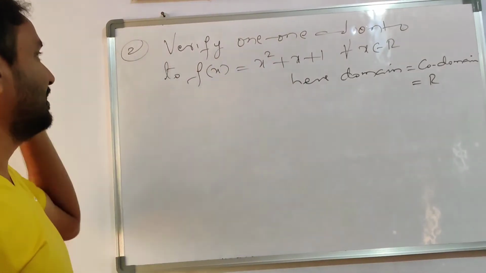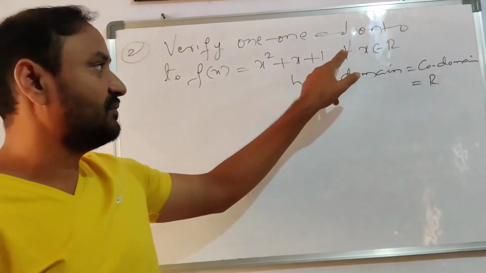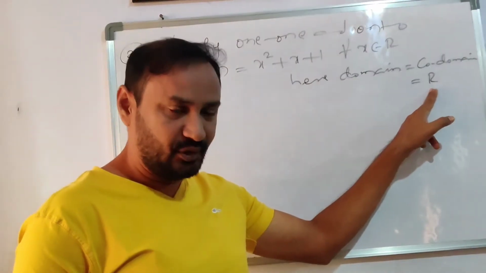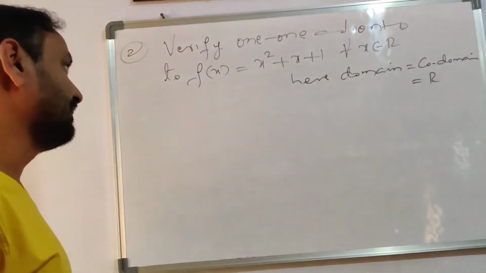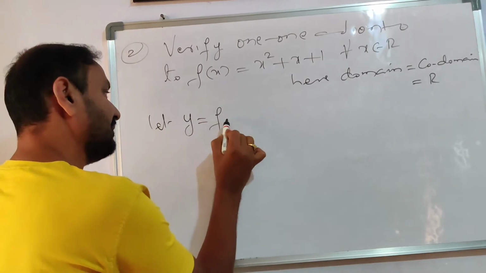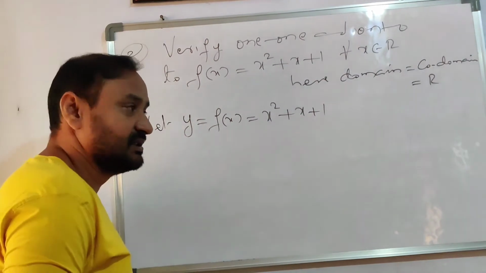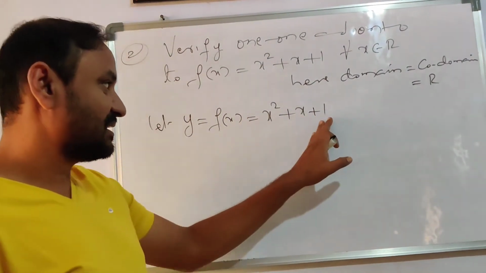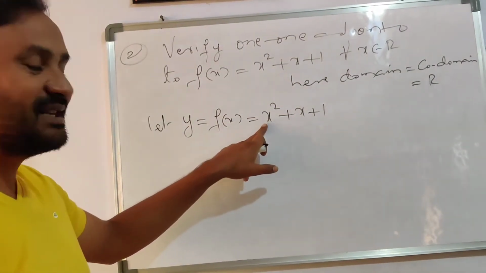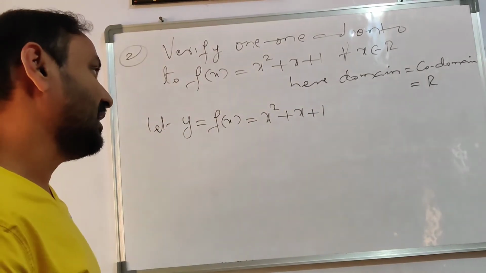So I am taking another example here. Verify one-one and onto for the function f(x) = x squared plus x plus 1 for all x belonging to R. That means the domain and codomain are the real line. Let y = f(x) = x squared plus x plus 1. This represents a parabola opening upwards, because the x squared coefficient is positive. First, draw the graph of the parabola.